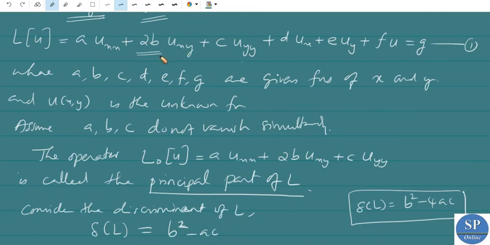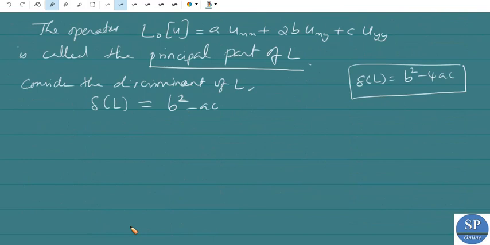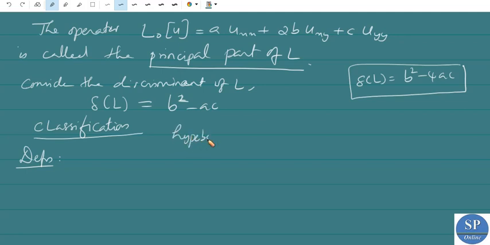Okay, so we can classify the second order linear PDE 1 according to the sign of this discriminant delta of L. So we have the definition. Actually our classification is hyperbolic, parabolic and elliptic. These are the classifications of the second order linear PDE. So we have the definition.